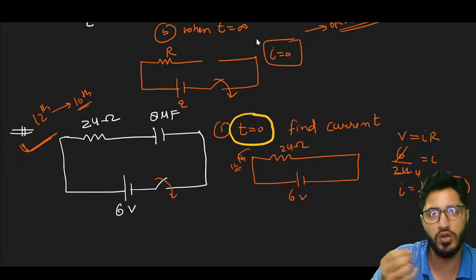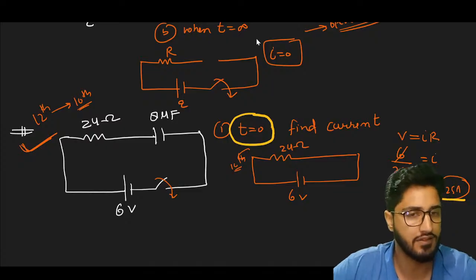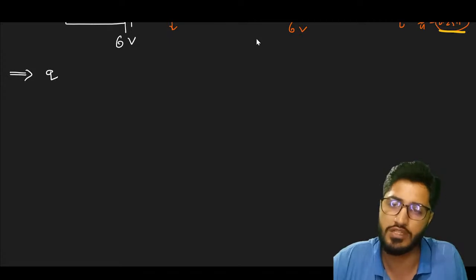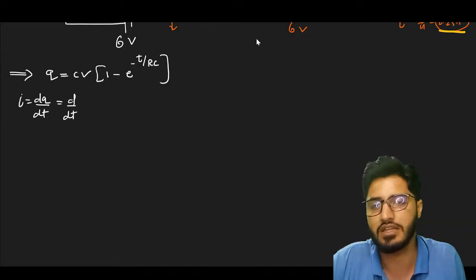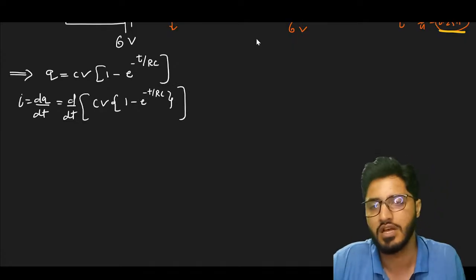Okay, no? So we don't have any equation by which we can place the value of time and get the current. For that, what do we need to do? You can simply see, sir, the equation that we know: Q equals CV(1 minus e to the power minus T divided by RC). So what is current? Current is dQ by dt. So I can write d by dt of CV(1 minus e to the power minus T by RC). CV is constant.